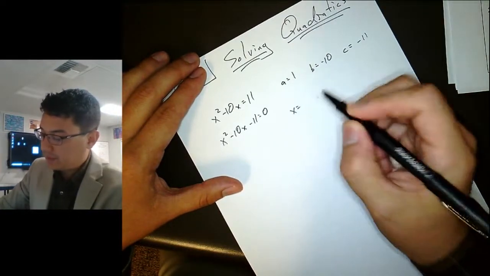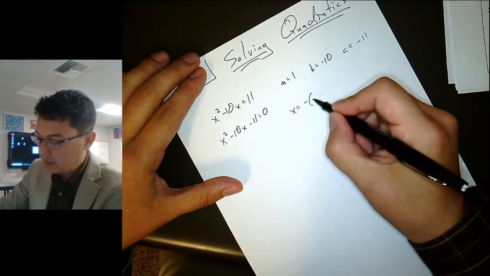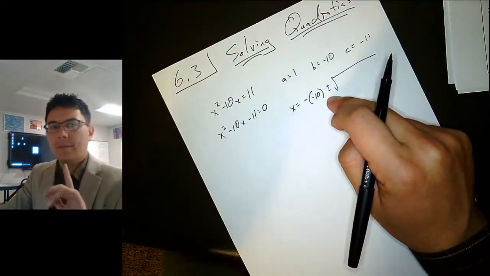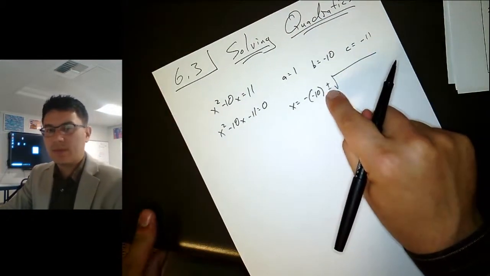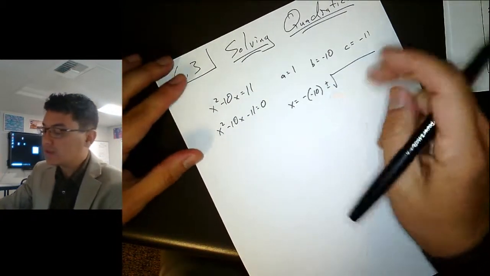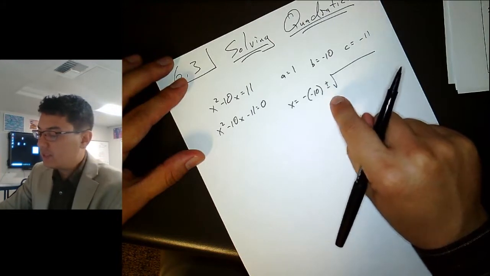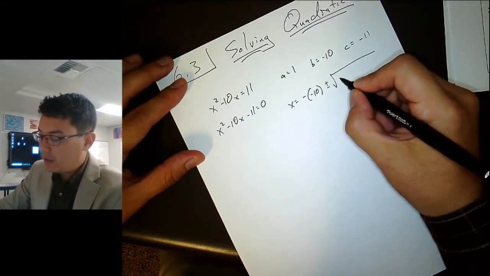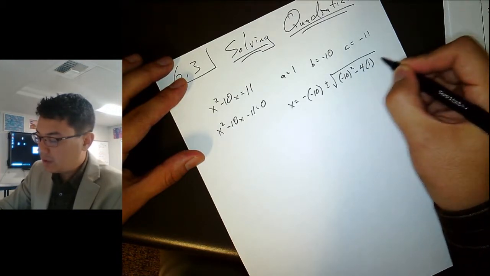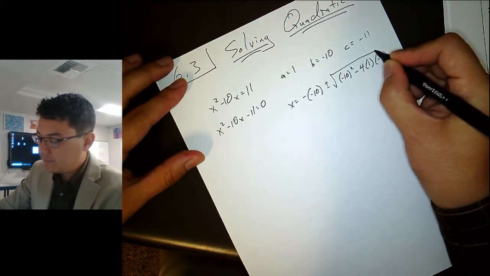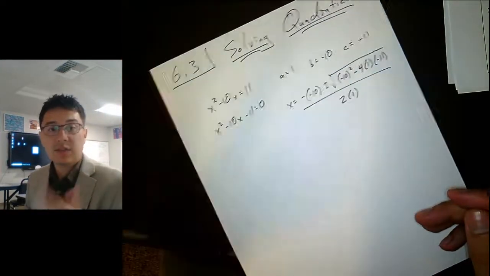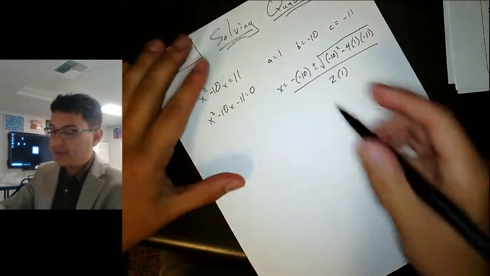So x is equal to negative negative 10, plus or minus. I'll explain the plus or minus thing when we get to the end. This is really representative of two numbers. Why it's plus or minus, we'll talk about next week when we do completing the square. So negative negative 10 plus or minus the square root of negative 10 squared minus 4 times 1 times negative 11, all divided by 2 times 1. And then we just use the order of operations and simplify the whole thing out.